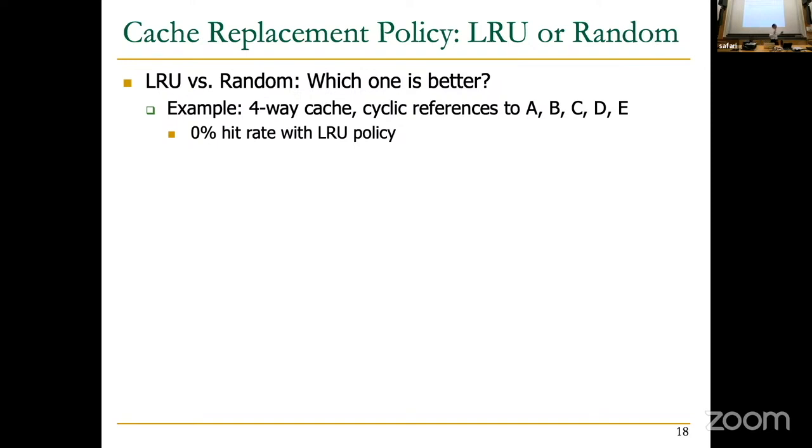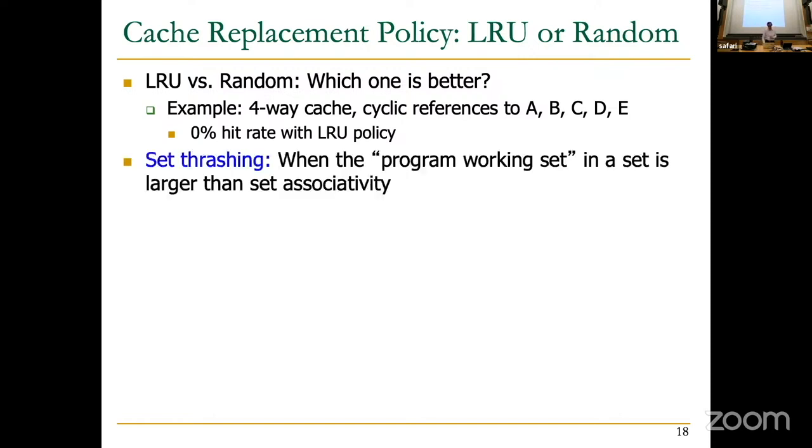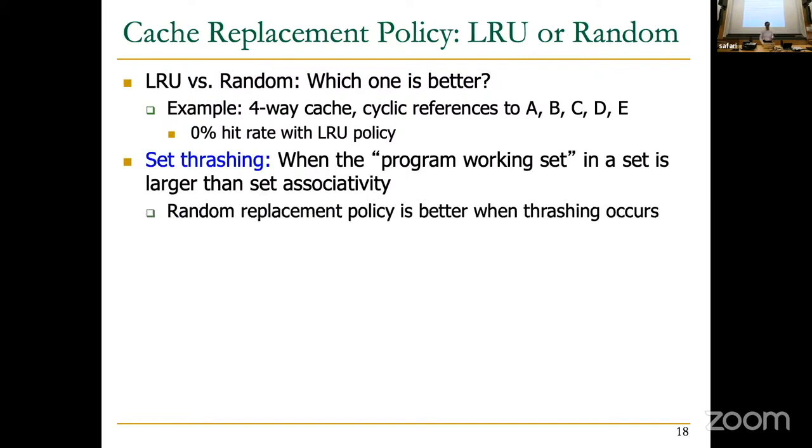You can only have 4 different blocks inside that set, but you're really accessing 5 different things in the worst possible access pattern for LRU. A, B, C, D, E, A, B, C, D, E. Right? So whenever you're accessing something, you're evicting the thing that you're going to access later. So you get a 0% hit rate. You can convince yourself with this. Basically, the program working set in a set is larger than the set associativity. That's the definition of set thrashing.